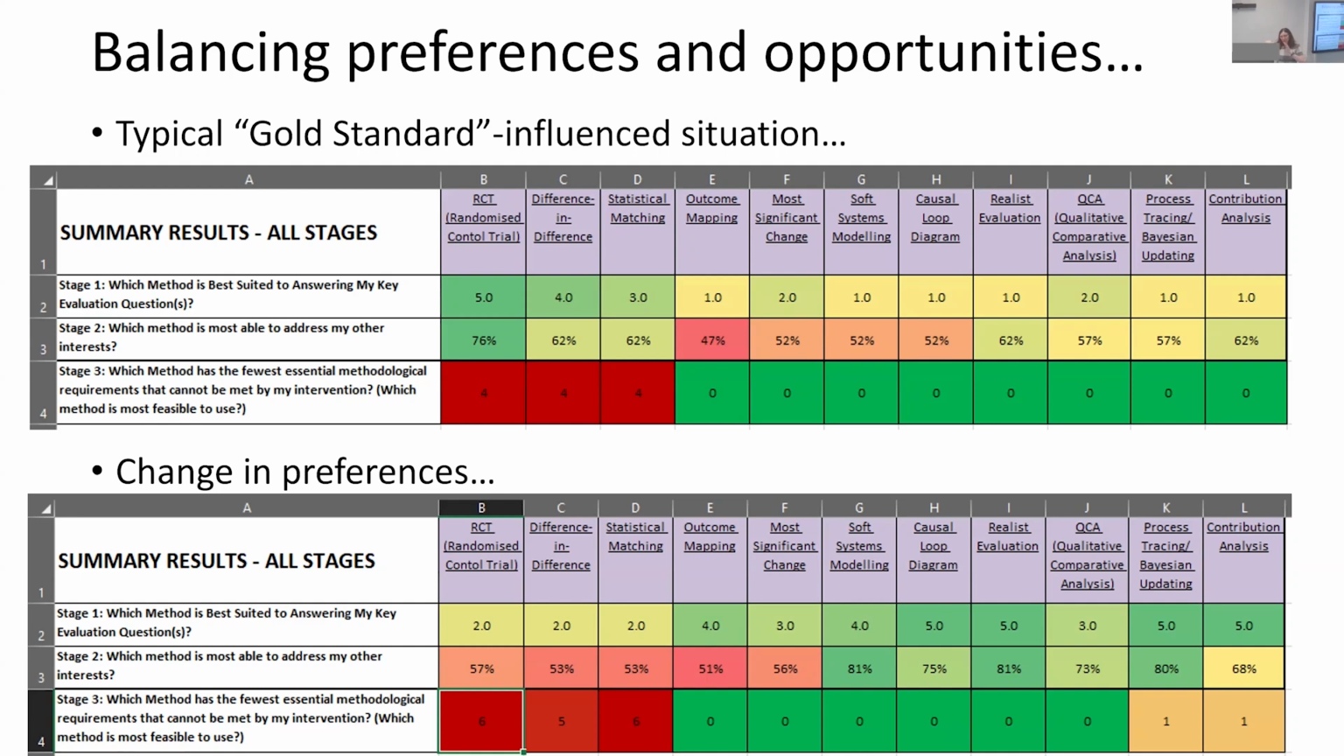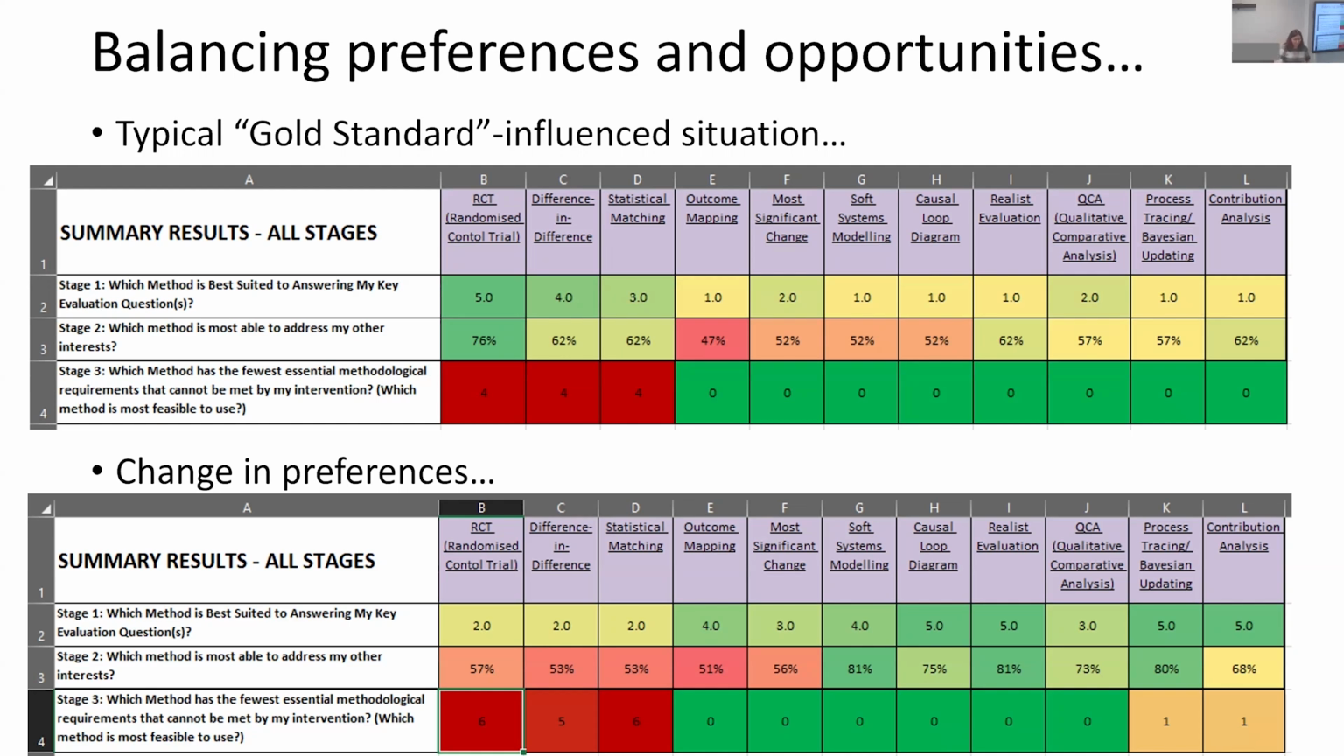So the columns are methodological options, okay? And the rows are the ability of the different methods to answer specific questions, the ability to achieve other goals of the evaluation, and whether they are feasible, some kind of measure of feasibility. And all of this is calculated on the basis of information input by the user.